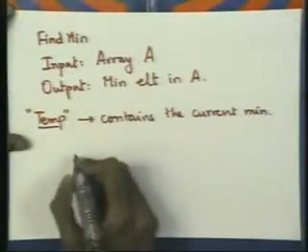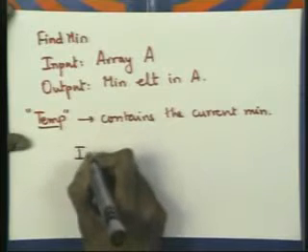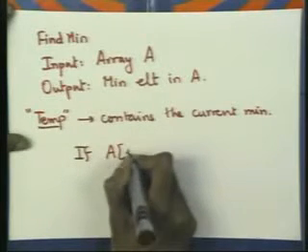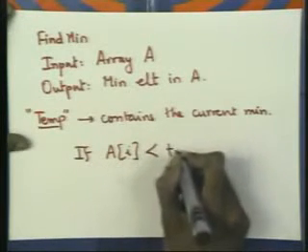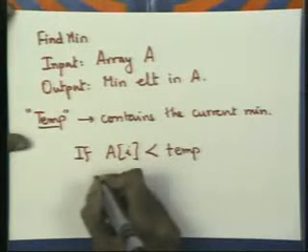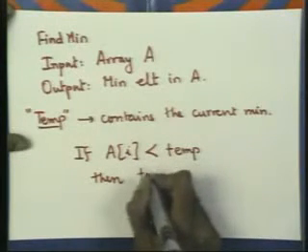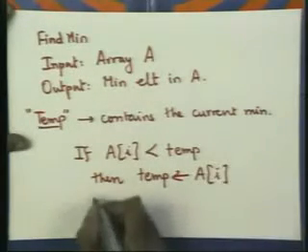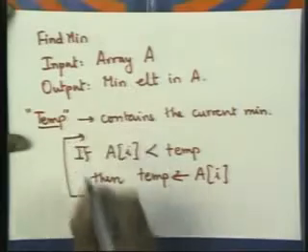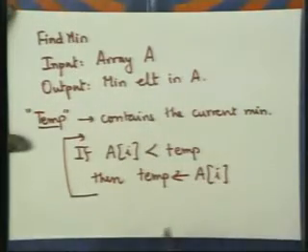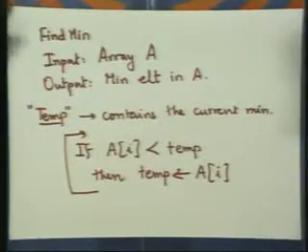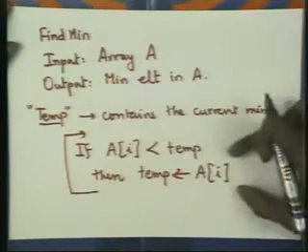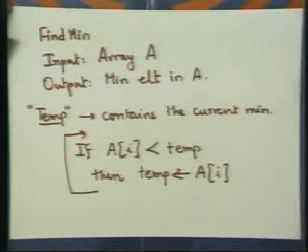So let me just write this down. The important step is this: if A[i] is less than temp, then temp is set to A[i]. This is the crucial step, and this is usually put in a loop. i varies from 1 through n, where n is the size of the array, and at the end of this, temp will have the minimum element in the array.